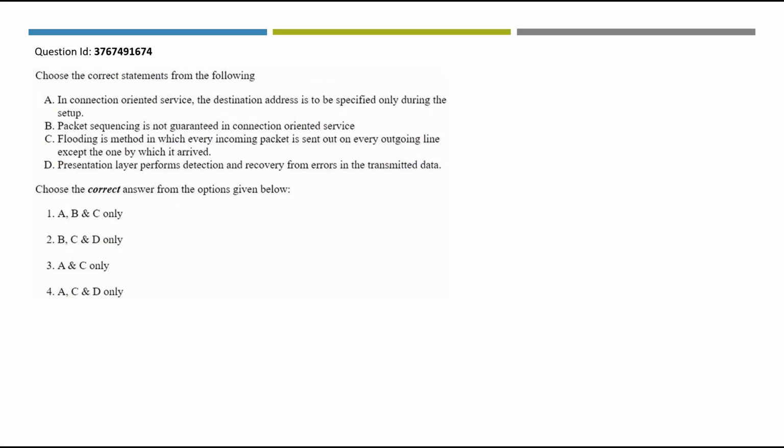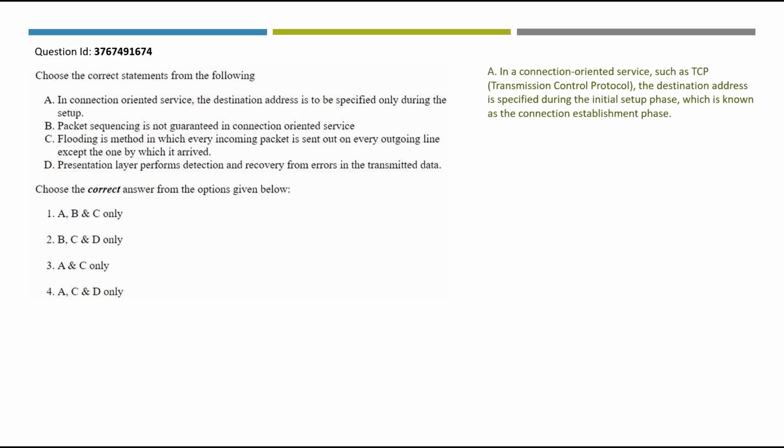Next question, choose the correct statements from the following. Let's start with A. In connection-oriented service, the destination address is to be specified only during the setup. In a connection-oriented service such as TCP, Transmission Control Protocol, the destination address is specified during the initial setup phase, which is known as the connection establishment phase. A is true. What about B?